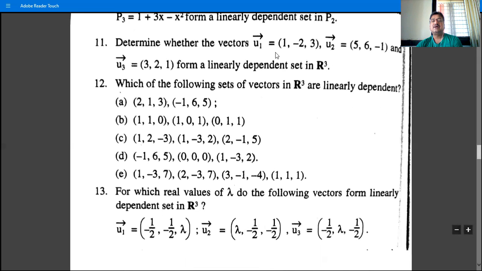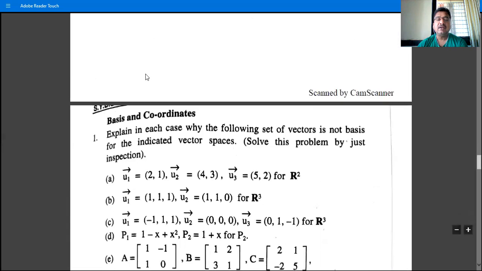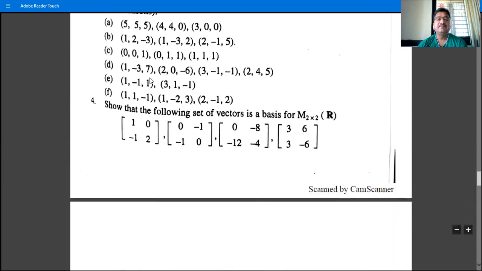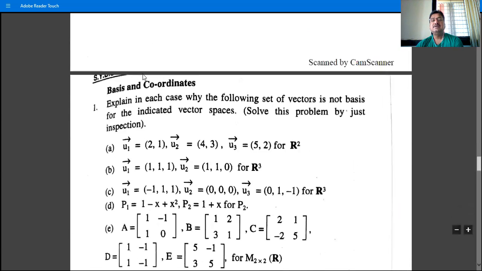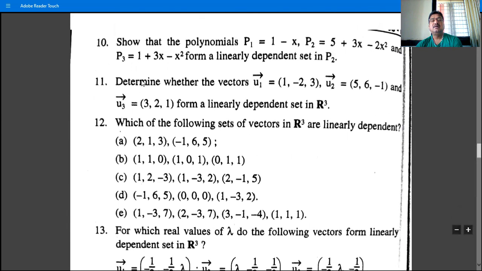Determine whether these three vectors form a linearly dependent set in R3. That is, we want to determine whether U1, U2, U3 are linearly dependent or independent. The answers are given. Answer 11 is yes, that is, these vectors are linearly dependent.